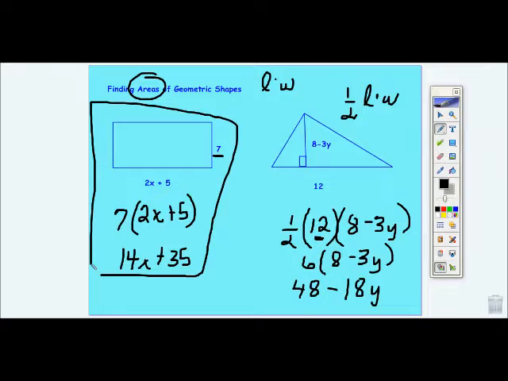So if I really want to be fantastic, we'll give ourselves a gold star here. If I want to be super here, I'm going to rewrite the sentence as -18y, and my 48 is positive, so it's going to be plus 48. And that would be the expression that would represent the area of that triangle. That concludes the lesson for 2.2.